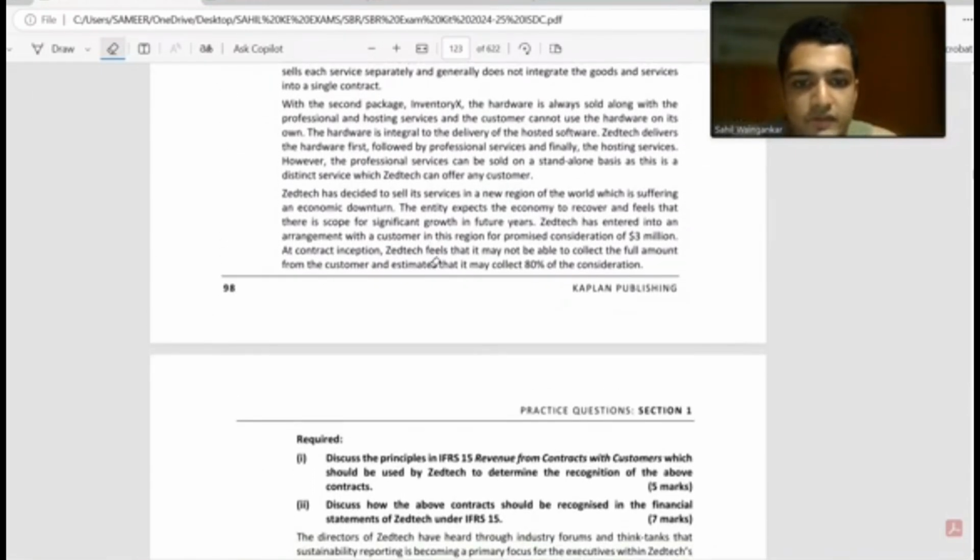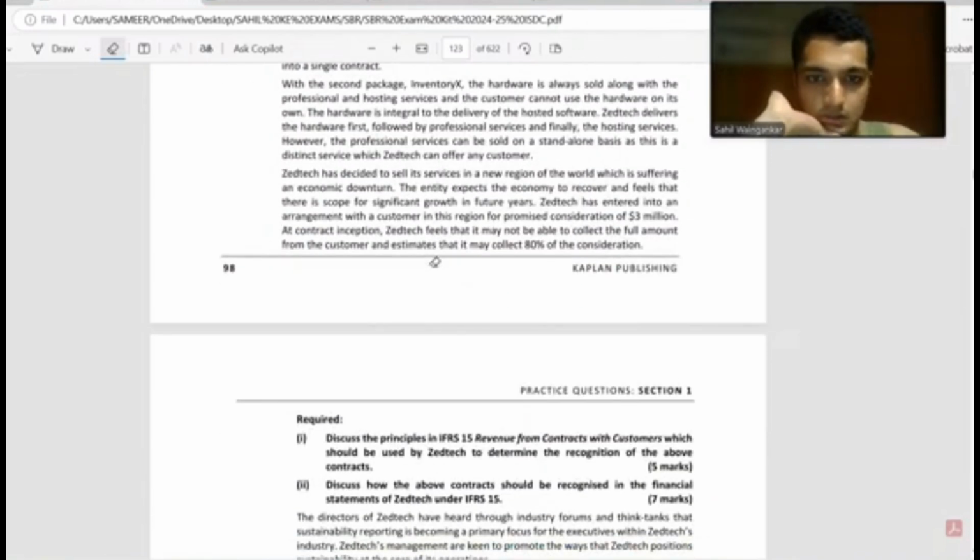Discuss the principles of IFRS 15 revenue from contracts with customers, which should be used by Zedtech to determine the recognition of the above contracts.